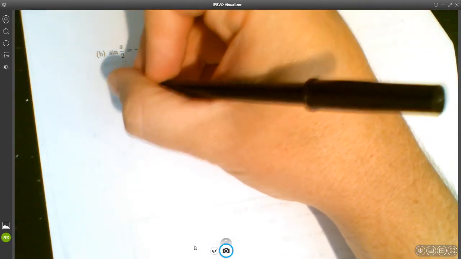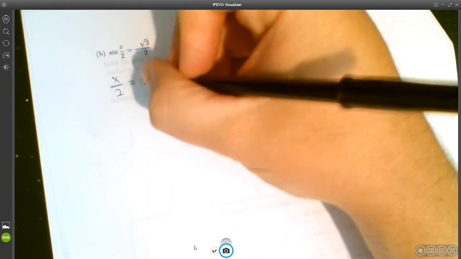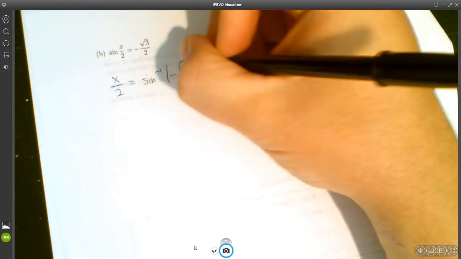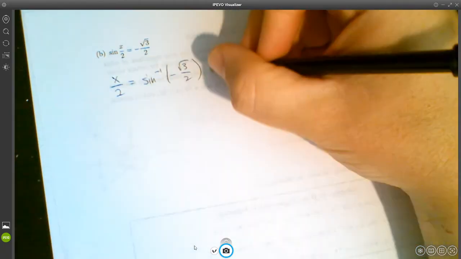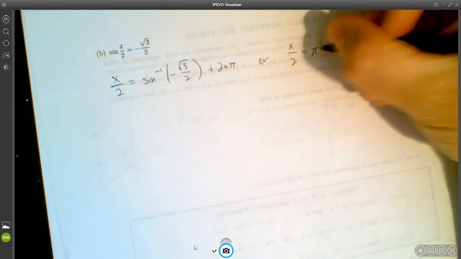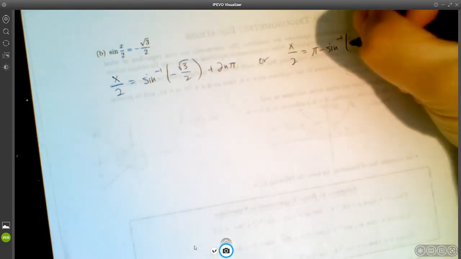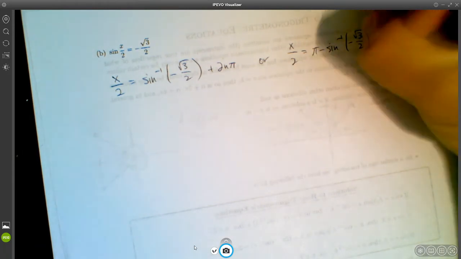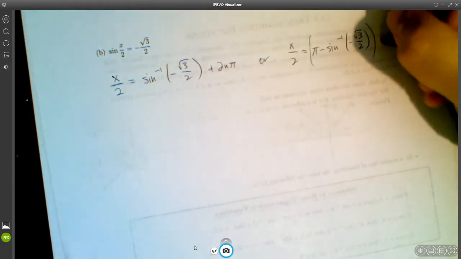Sine x over 2 equals -√3 over 2. Okay, similar deal, right? Here we would say, if sine x over 2 is -√3 over 2, then it must be the case that x over 2 is equal to sine inverse of -√3 over 2 plus 2n pi, of course, or that x over 2 is equal to pi minus sine inverse of -√3 over 2 plus 2n pi.